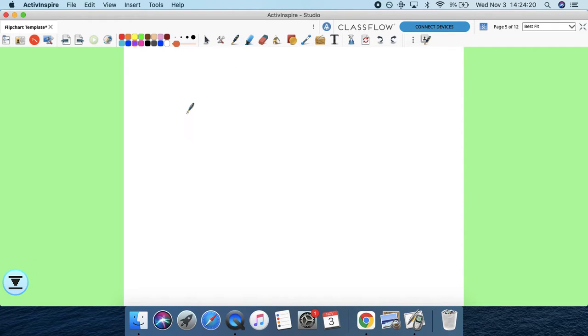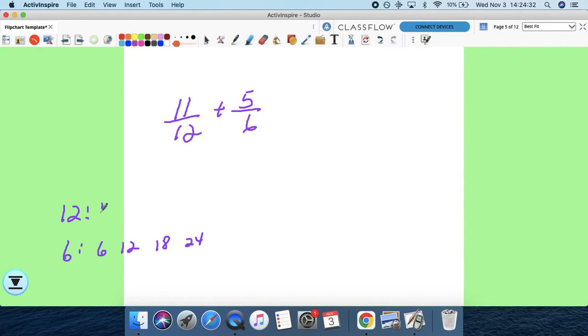What number are we? 13, 11 over 12 plus 5 over 6. So again, we have to find a common denominator. So 12 and 6. For 6, we go 6, 12, 18, 24. And 12, we can go 12, 24. We can even stop. There are two numbers that are the same: the 12 or the 24. Does it matter which one you use? If you want to use the 24, that's okay. But usually you want to use the smaller number. So let's just use 12.